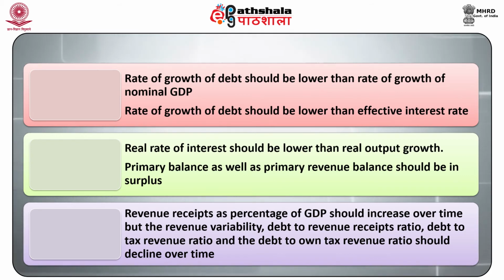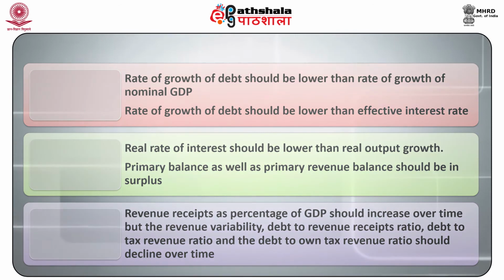Fifth, revenue receipts as a percentage of GDP should increase over time, but the revenue variability, debt to revenue receipts ratio, debt to tax revenue ratio and debt to own tax revenue ratio should decline over time. And sixth, interest payments as a percent of GDP and revenue expenditure, as well as revenue expenditure, should decline over time.